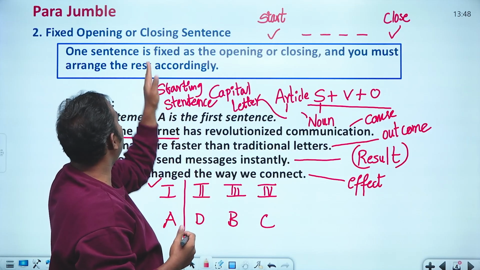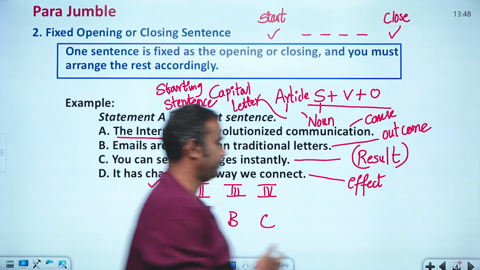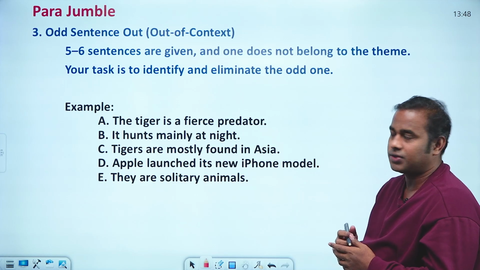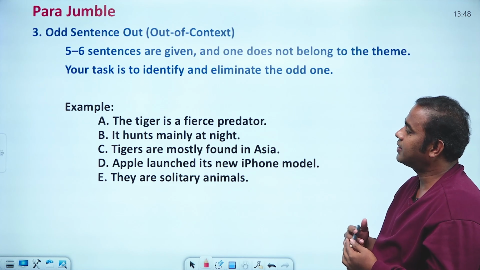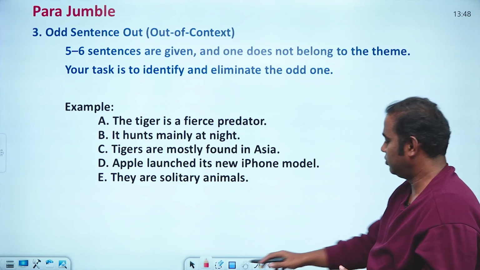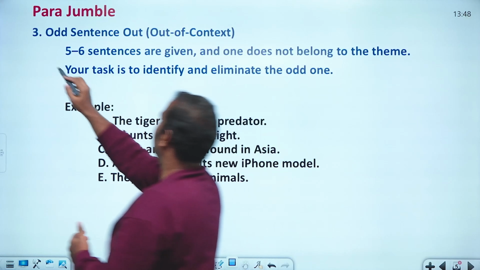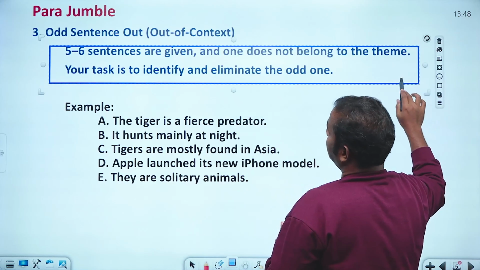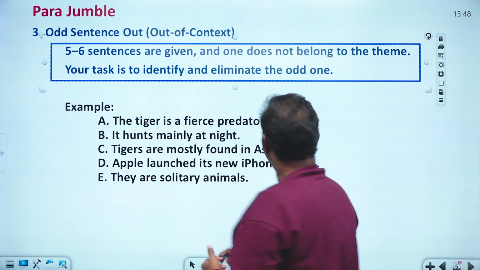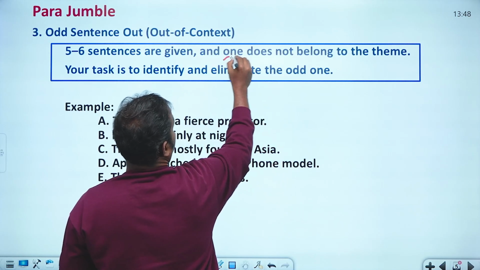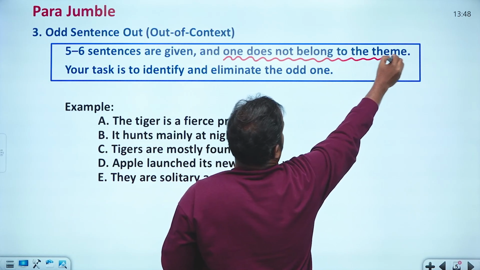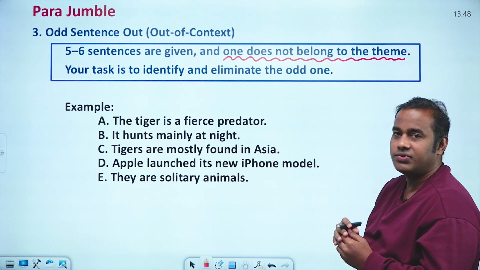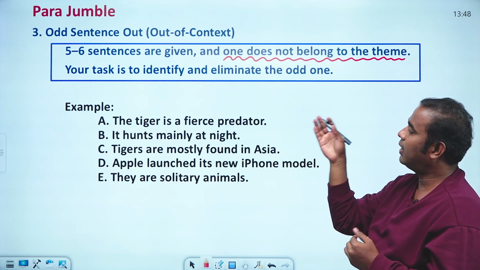Then the next model is odd sentence out. In this, you will be given 5 to 6 sentences, and one item will not belong to the basic theme. That one is your task to find. So look at the example here.